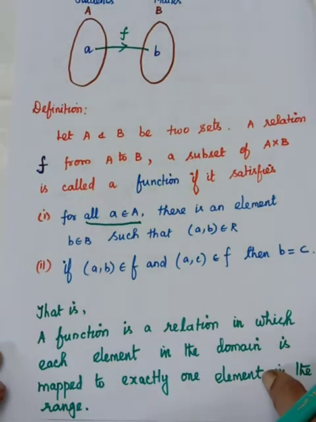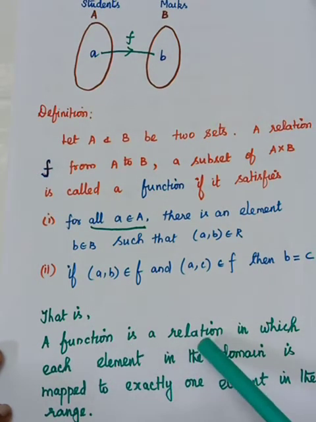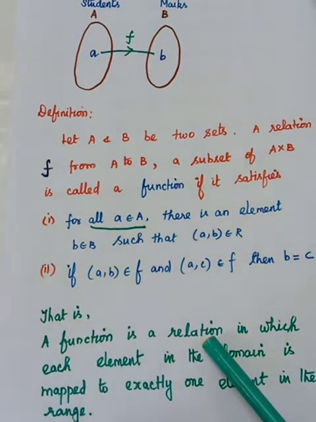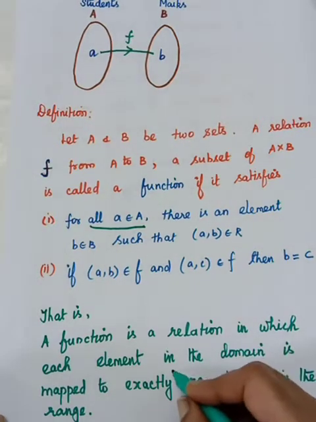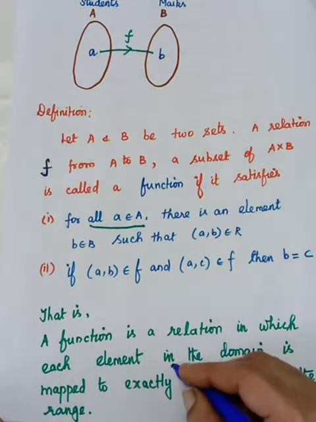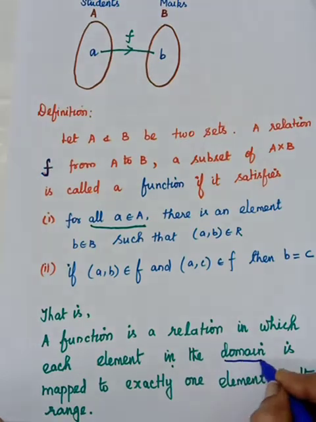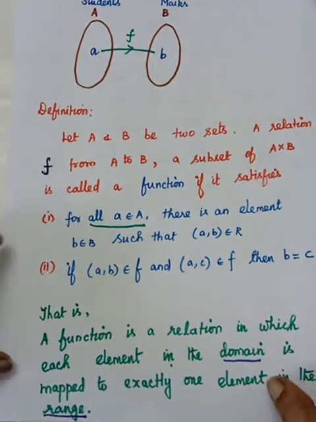So from this, a function is a relation in which each element in the domain is mapped to exactly one element in the range. So we are going to see the domain and range in the next one.